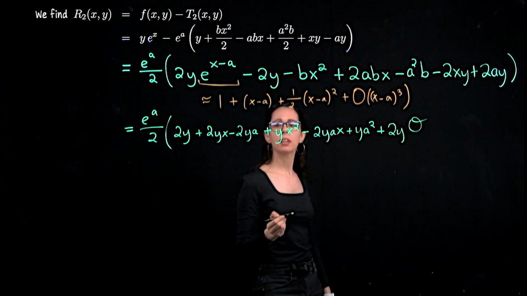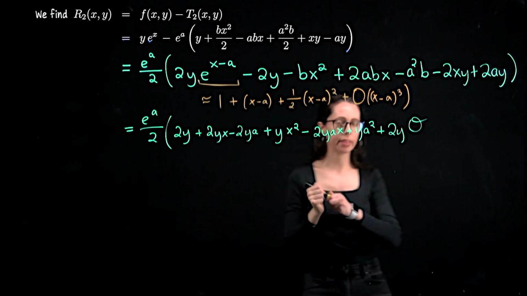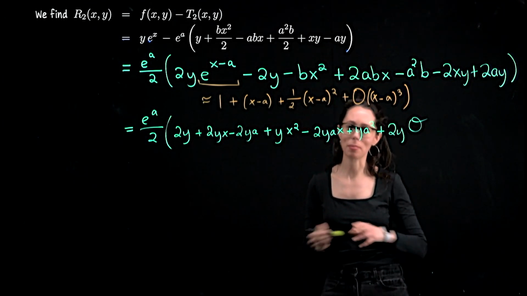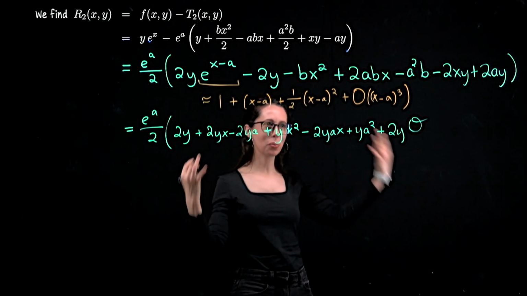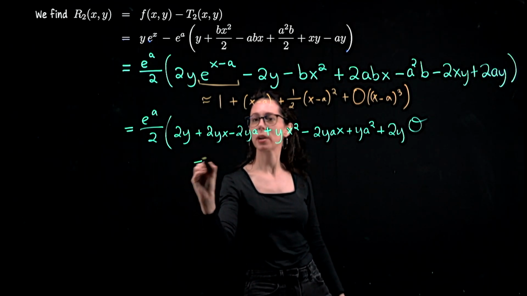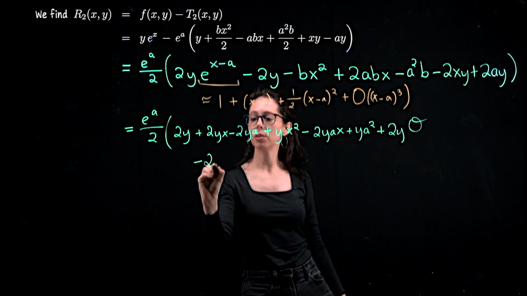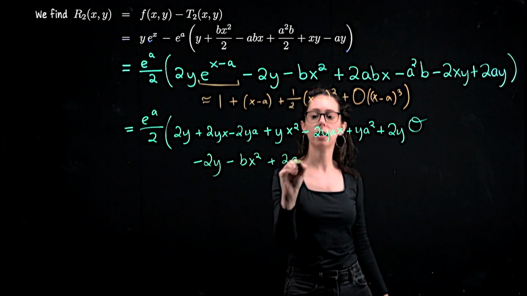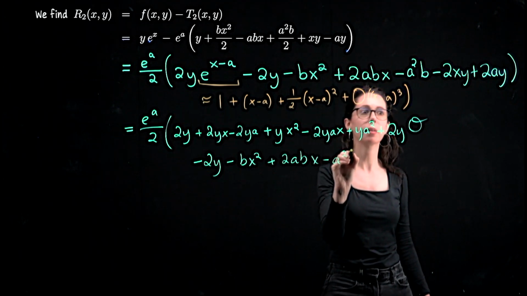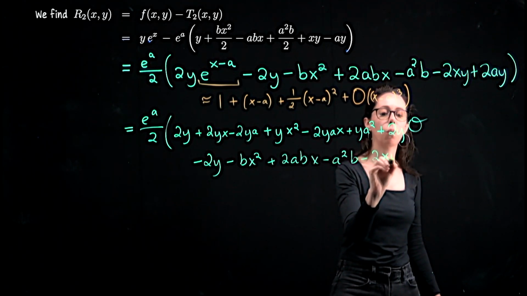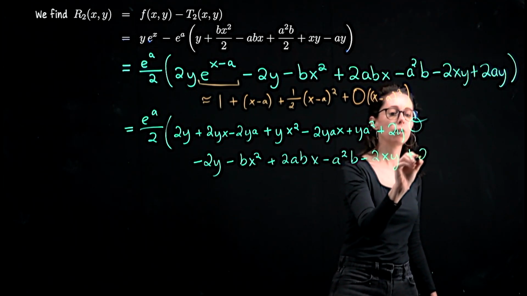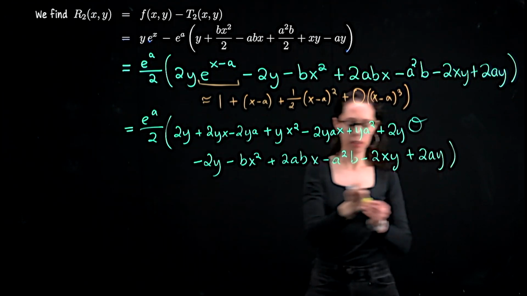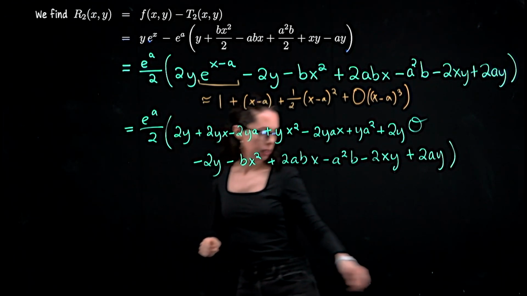I'm also going to drop down to the next line. Let me start canceling things. No, let me just drop down. Sorry, it's not complicated, we're just working with polynomial pieces. It's just a big expression, so we're just going to copy this all down. So 2y minus bx squared plus 2abx minus a squared b minus 2xy plus 2ay.